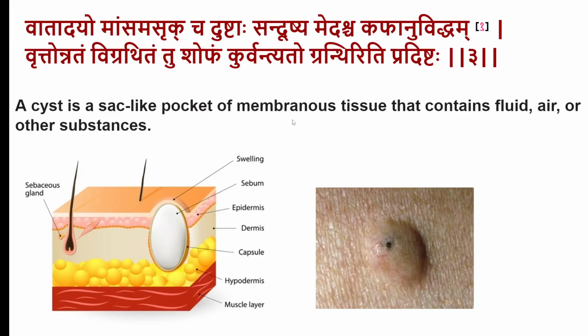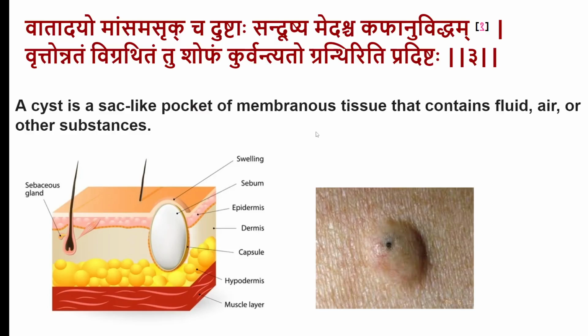Now, in the present-day situation, a cyst is a sac-like pocket of membranous tissue that contains fluid, air, or other substances. Any of these substances, when presented in such a sac, is called a cyst.